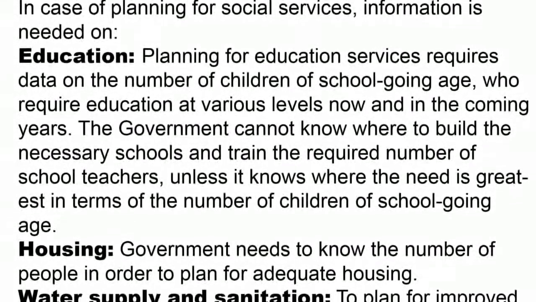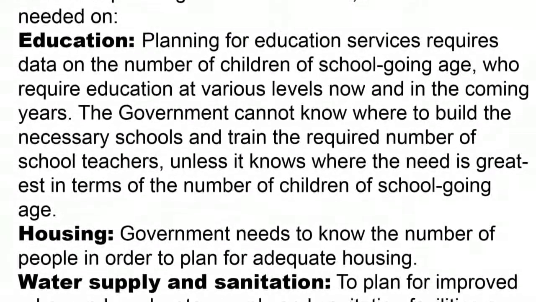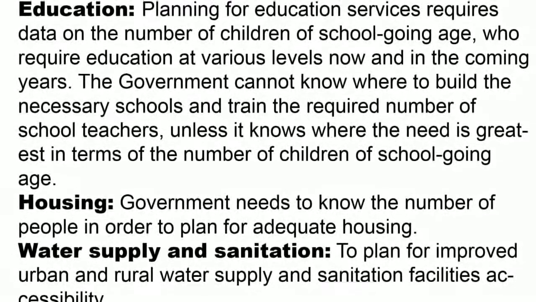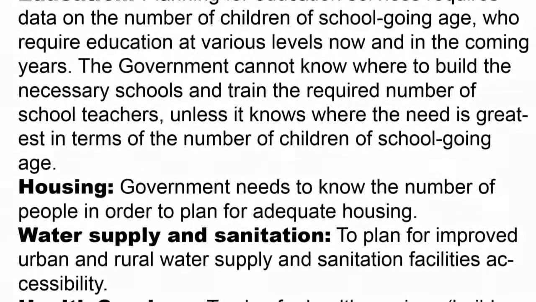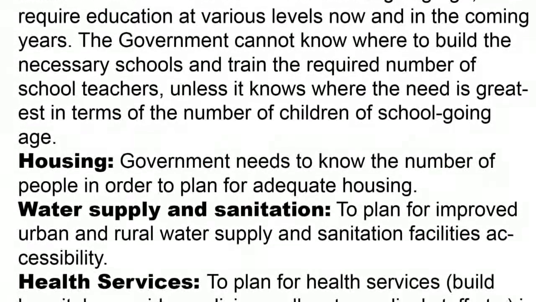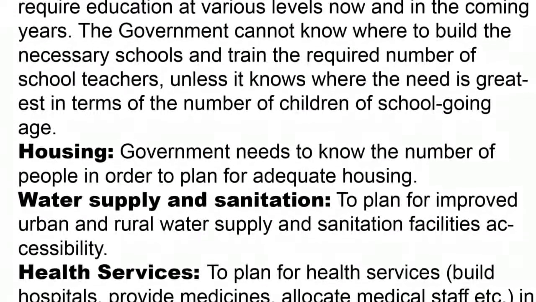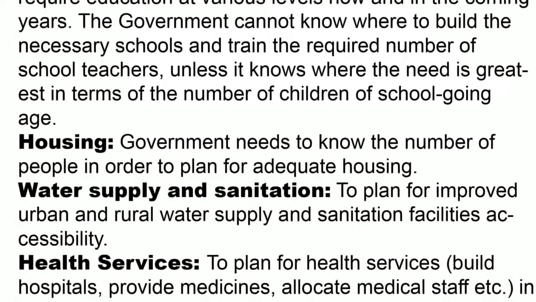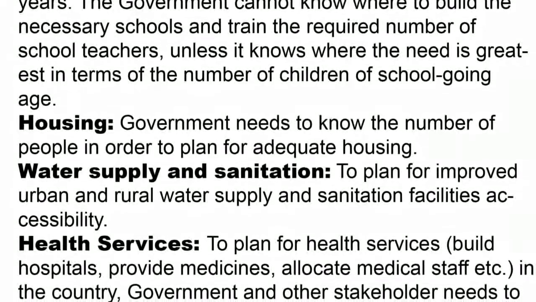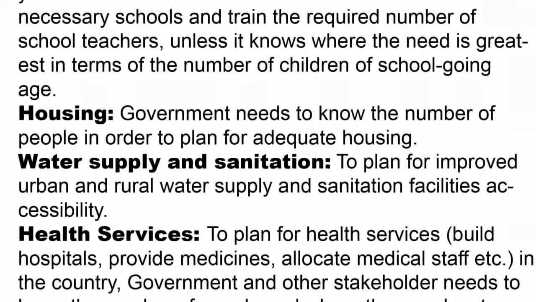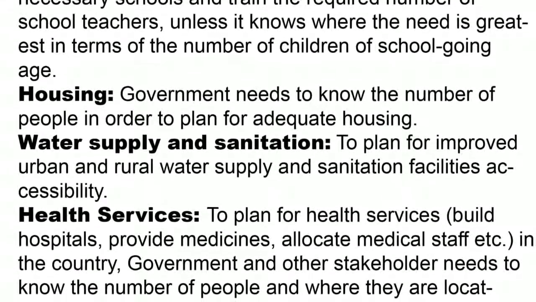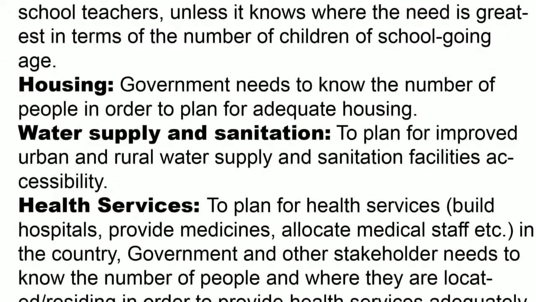Number 1, education. Planning for education services requires data on the number of children of school-going age who require education at various levels now and in the coming years. The government cannot know where to build the necessary schools and train the required number of school teachers unless it knows where the need is greatest in terms of the number of children of school-going age.